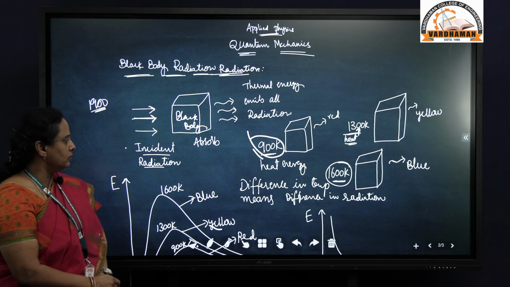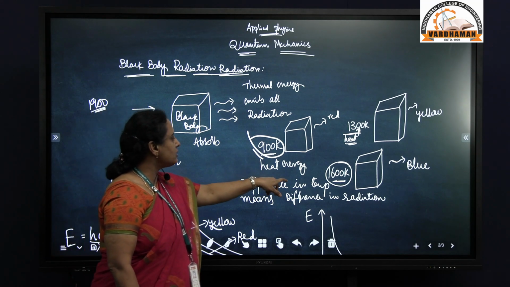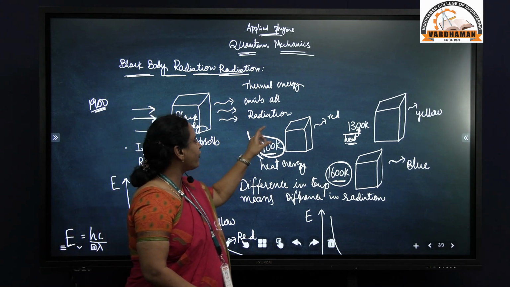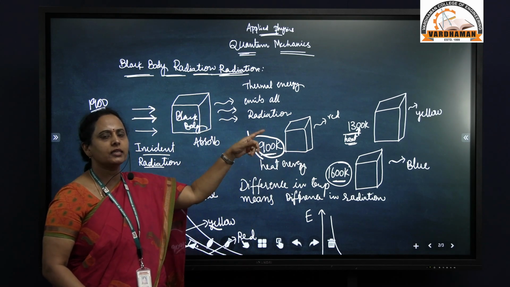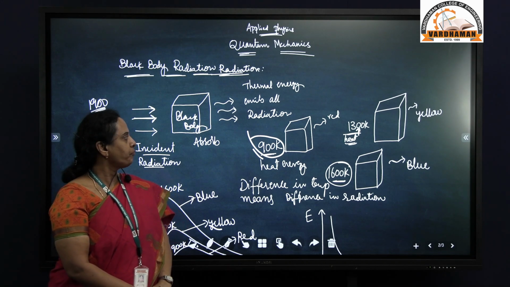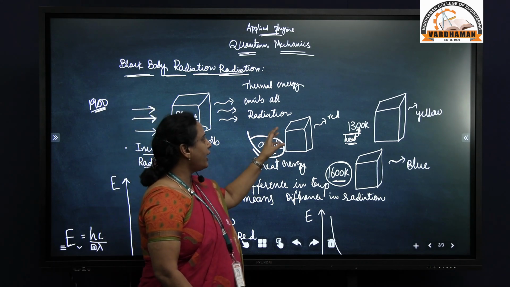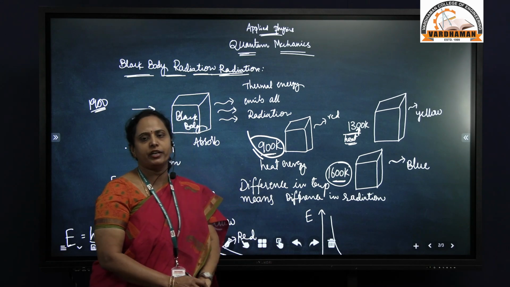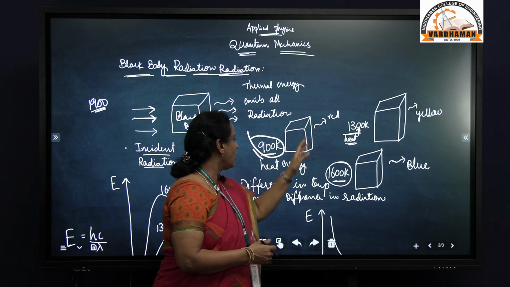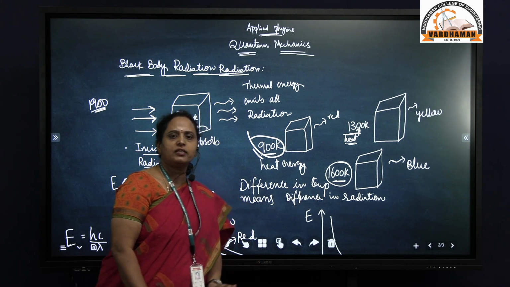Then what does it mean? The conclusion from this experiment is that a difference in temperature means a difference in radiation. Here I am going to keep increasing the temperature. The temperature is not constant. When the temperature keeps increasing, the radiation emitted by this black body is different. It is not the same. It means the radiation changes with respect to the temperature. That is, difference in temperature means difference in radiation.